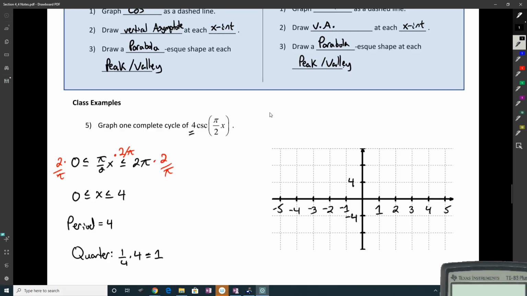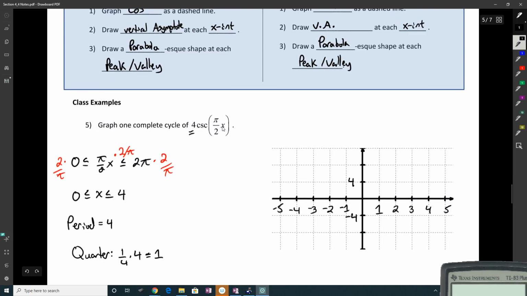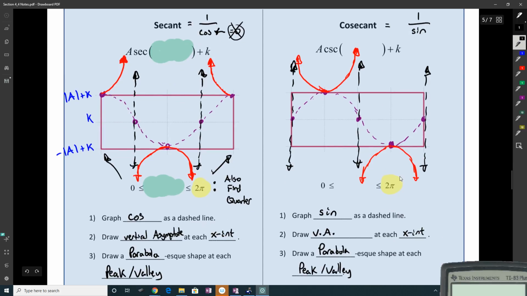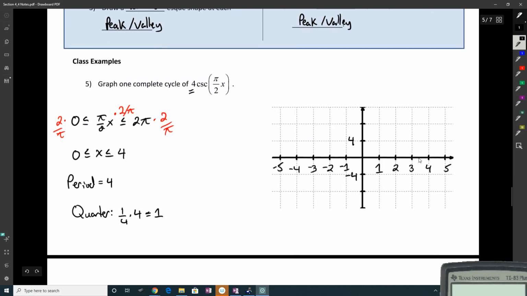All right, and let's create our shape. So if we're looking at the box, this is cosecant. Cosecant is the one on the right. And so the box goes from 0 to 4. Remember, we're using this here. So our box goes from 0 to 4, from negative 4 to 4.